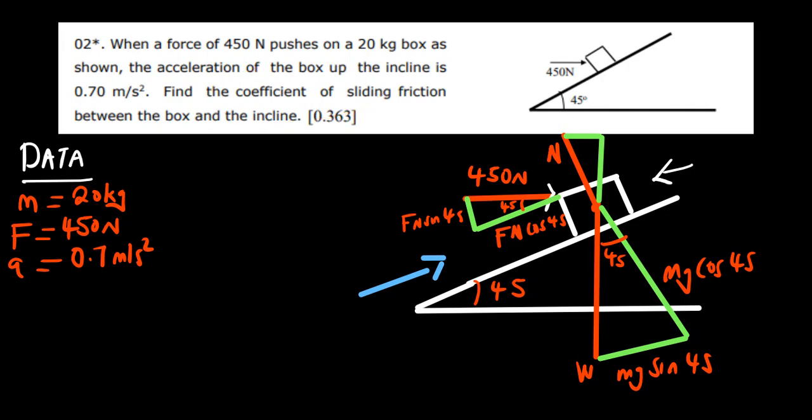Let me just put it here, Fk. That is the coefficient of kinetic friction, because as it is moving in this direction, there will be a friction force that is pulling it in the opposite direction. So now we're finding the coefficient of sliding friction. In this case, we're just going to have our mu like that. We don't know that one. So this is the data that we have for now. We're going to use this data to find what we need.